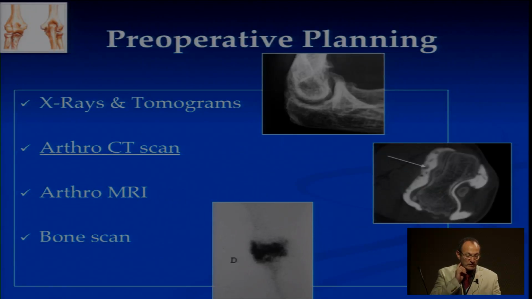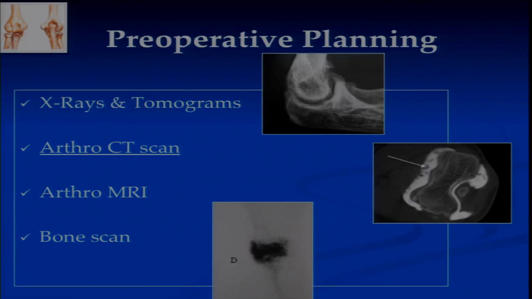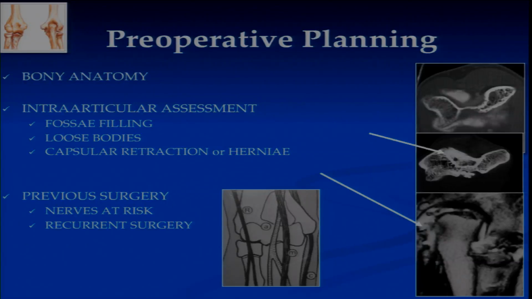When you perform such a procedure, you have to make a preoperative planning, as I told you this morning. And in my experience, the arthro CT scan is mandatory to know exactly how your joint looks, outside and inside. And the bone scan is also mandatory to be sure there is no complex regional pain syndrome. So this preoperative planning will show you the bony anatomy, the intra-articular regarding the fossa filling, the presence or not of loose bodies, and the degree of capsular retraction or hernia in case of synovectomy.